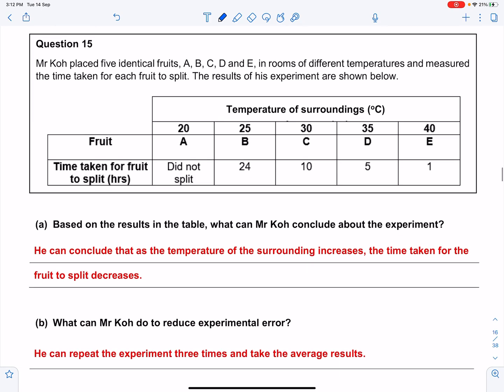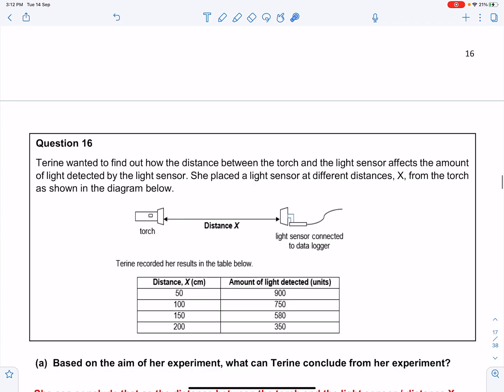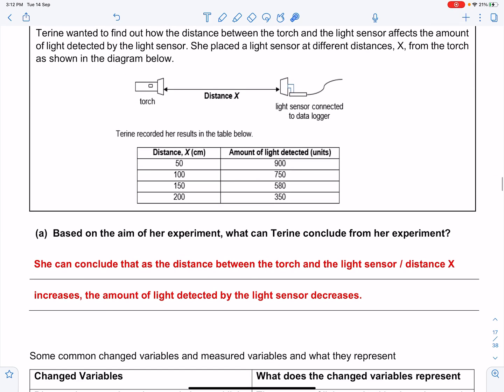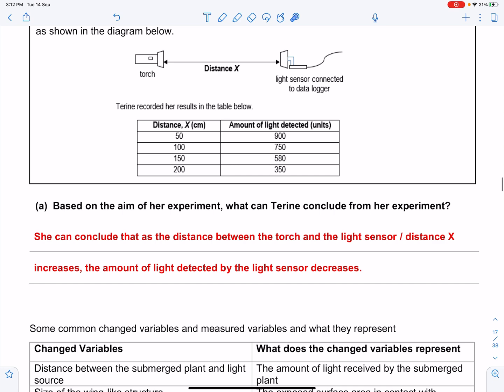Okay, so this is another question on conclusion that you can attempt on your own. So as you can see, there's also another question on reducing experimental error. This got to do with reliability. So repeat experiment 3 times and take the average results. Okay, very straightforward. Same thing. Okay, please attempt this on your own and pen down the answers.